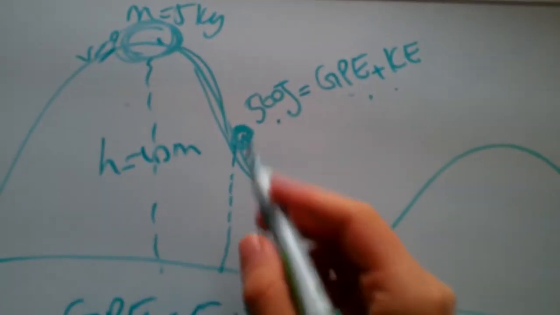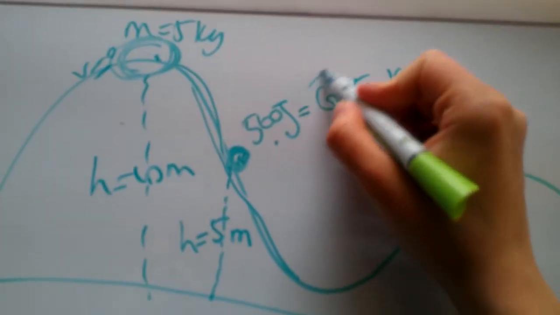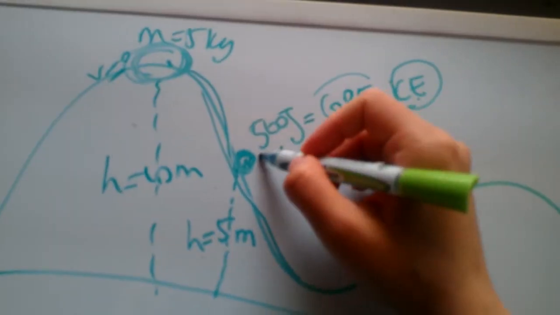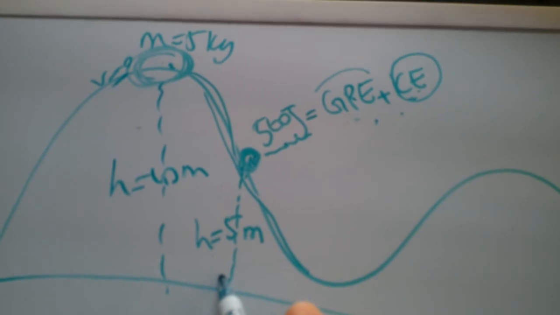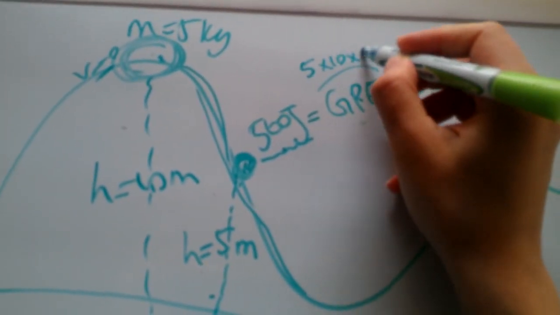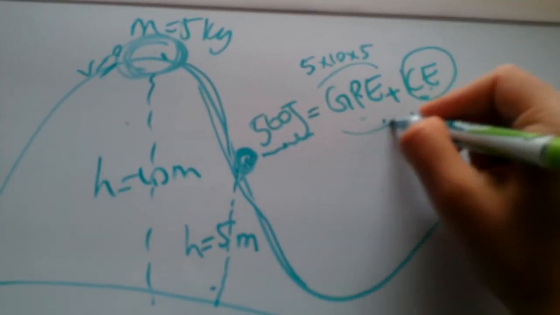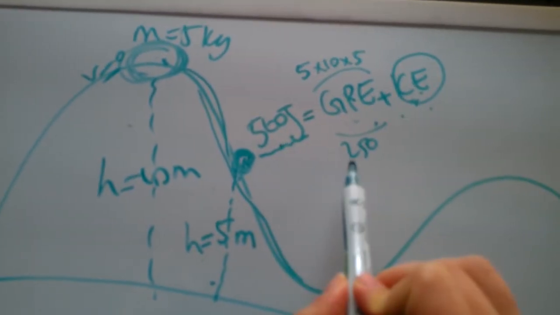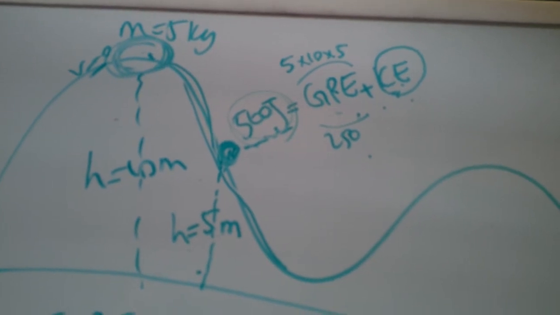Now, obviously, my height here is maybe 5 meters, so this is smaller, but then the kinetic energy takes care of the rest so that they add up to 500, right? So if I'm now at a height of 5, then I have mgh, and that gives me 250, and kinetic energy has to take care of another 250 in order for them to make up the 500, right?